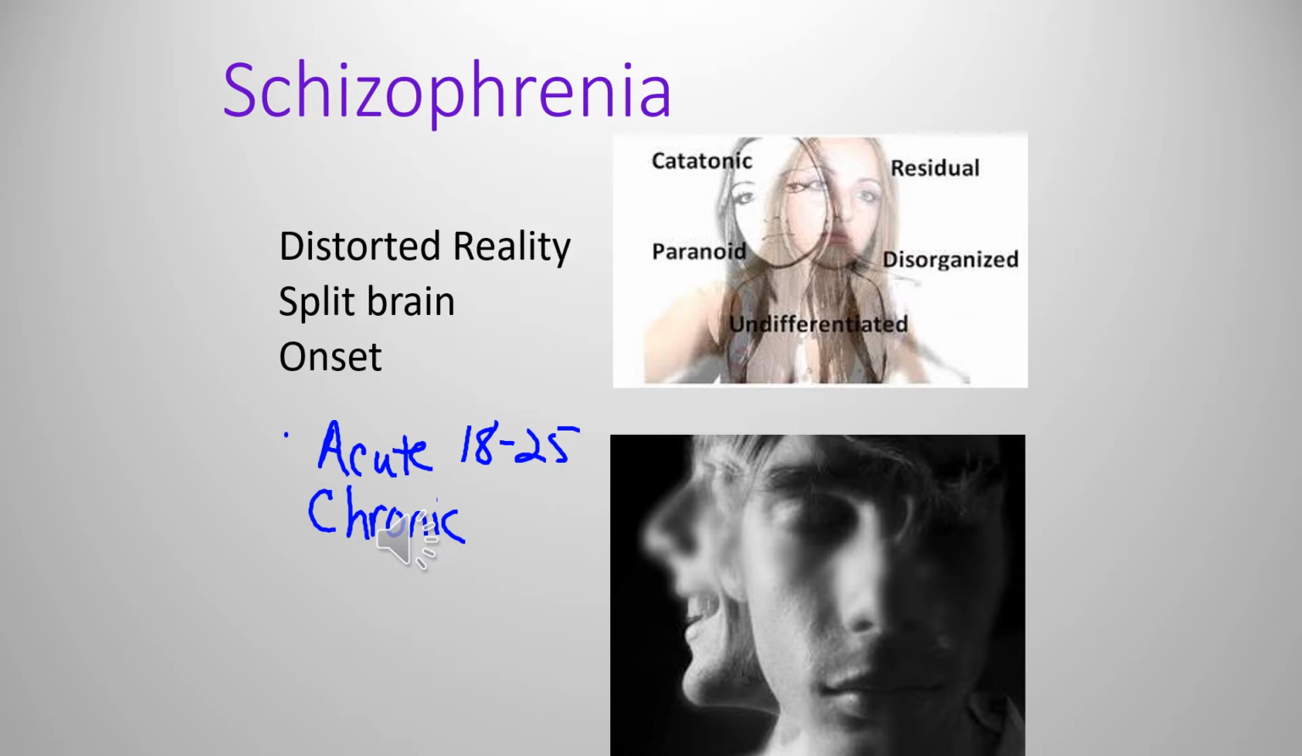There are two different onsets. First of all, the most common onset is an acute onset, usually begins between the ages of 18 to 25 and comes on very sudden. But there are some cases of a chronic or a slower progression of onset.